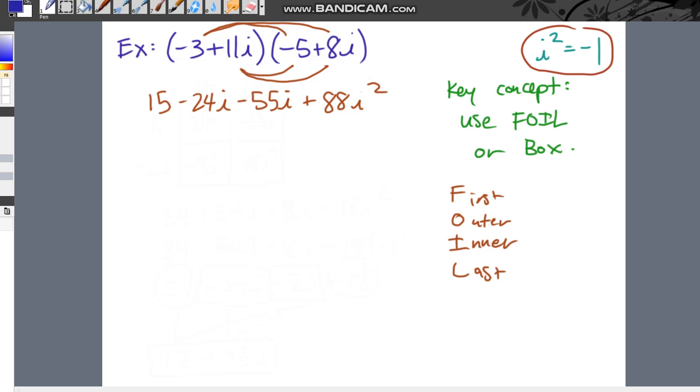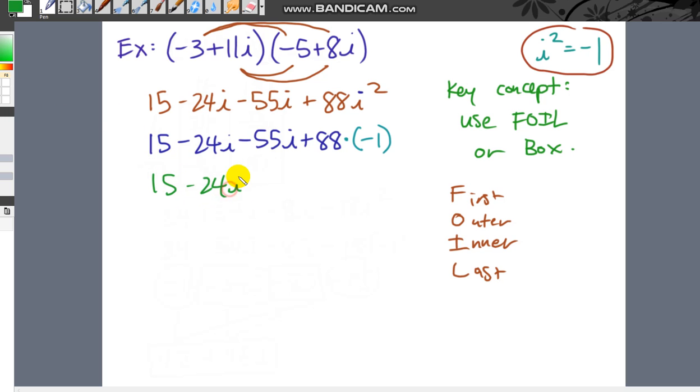Okay? Again, what we're going to do for this problem is we're going to use this here. i squared is equal to -1. So 15 minus 24i minus 55i. And then we have a plus 88i squared. i squared is equal to negative 1. So we're going to multiply this by negative 1. Okay, so now let's go ahead and clean this up. So we have 15 minus 24i minus 55i, and then we're going to subtract 88.